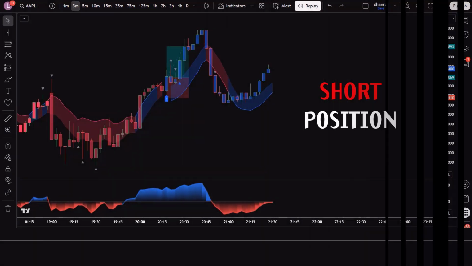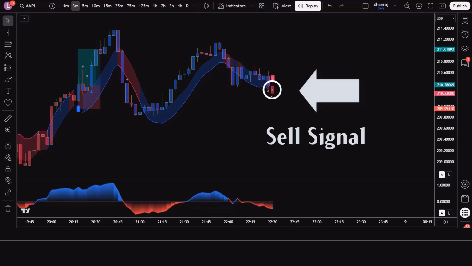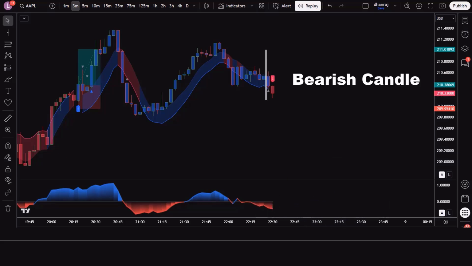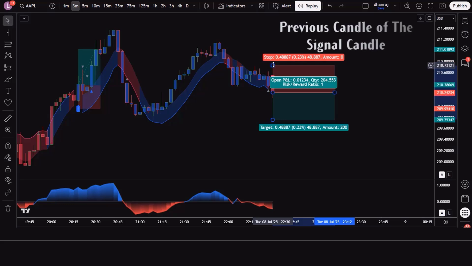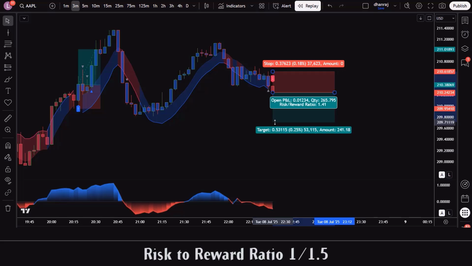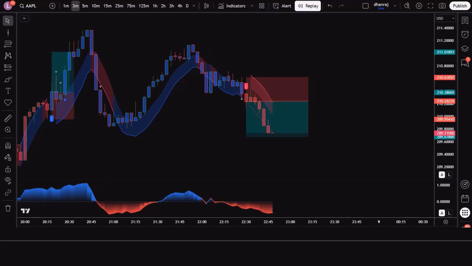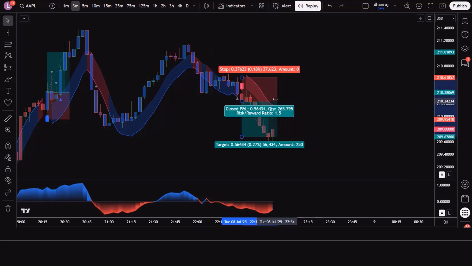Let us now understand the short position. When the market structure algo indicator gives us a sell signal, the chandelier exit oscillator indicator should be in the bearish zone, and the market forms a bearish candle. If this condition is fulfilled, then we will place a sell order. Our stop loss is to be placed at the previous candle of the signal candle. And the risk to reward ratio will be 1:1.5. The market has completely hit the target. I hope you must have understood this trading strategy.